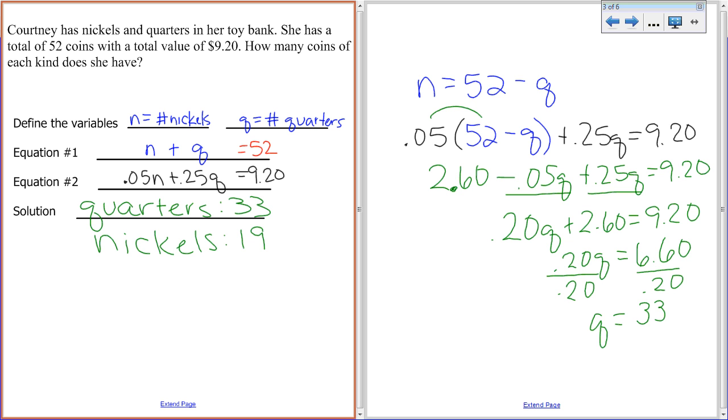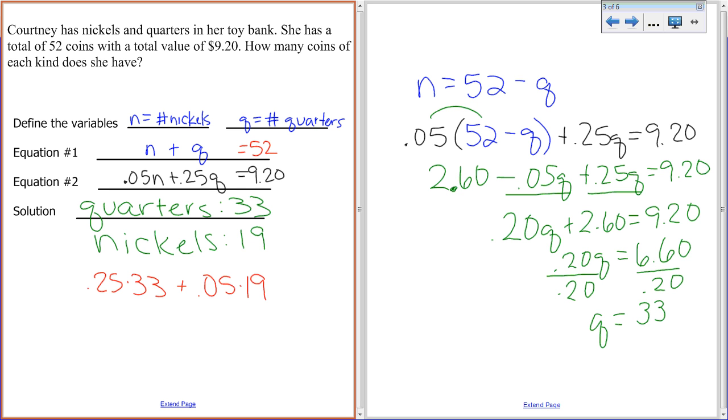19. How would we check that? I'm a perfectionist. I want to turn in a good quiz. I want to get 100%. 33 plus 19 was 52. But that wasn't the only total that this girl had. What was the other total that she found out in her piggy bank? She found out the amount of money. So how do I find out if this actually equals $9.20? 25 cents times the number of quarters, plus 5 cents times the number of nickels.